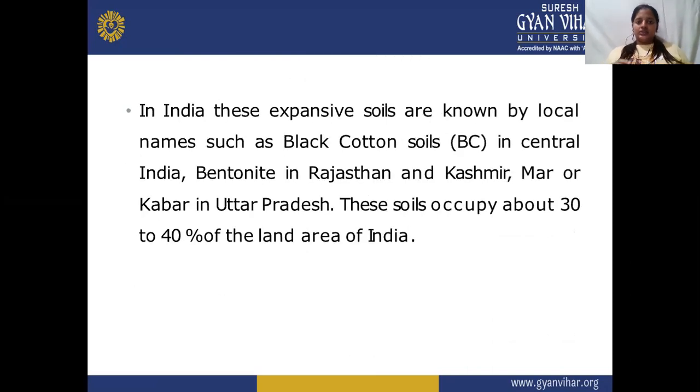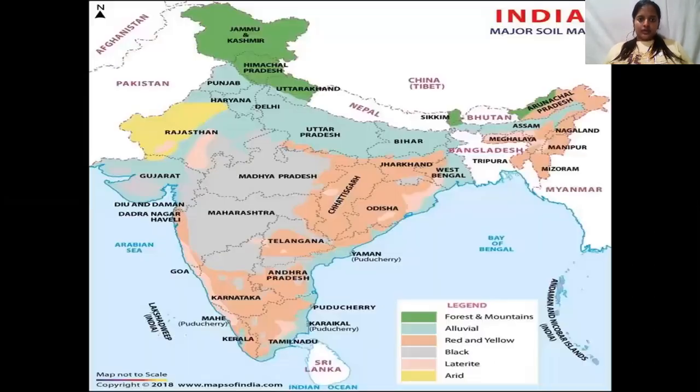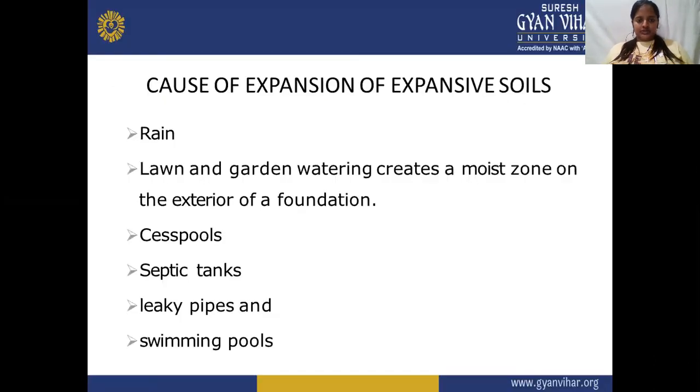In India, these expansive soils are known by local names such as black cotton soil or regur in central India, bentonite in Rajasthan and Kashmir, Mar or Kabar in Uttar Pradesh. These soils occupy almost 30 to 40% of the land area in India. So this is the map. You can see all the soil distribution which we have already discussed in the previous video.